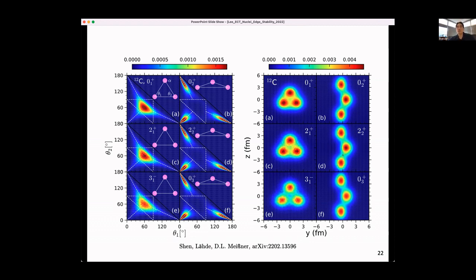Same thing for the second 2+ state, suggesting that these are related, connected by a rotational band. There is actually a third 0+ state that has a similar structure, but if you look very carefully, it seems to have a slightly different structure, suggesting there might be some sort of vibrational excitation or something else going on. This requires further exploration.